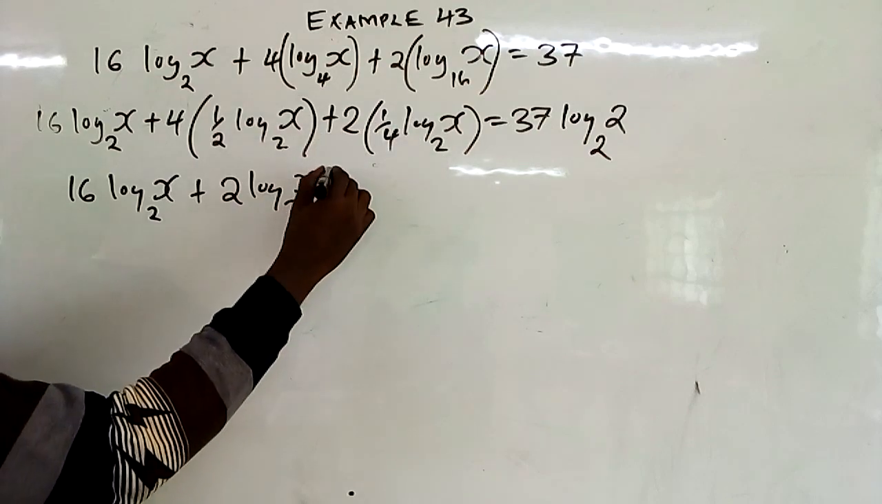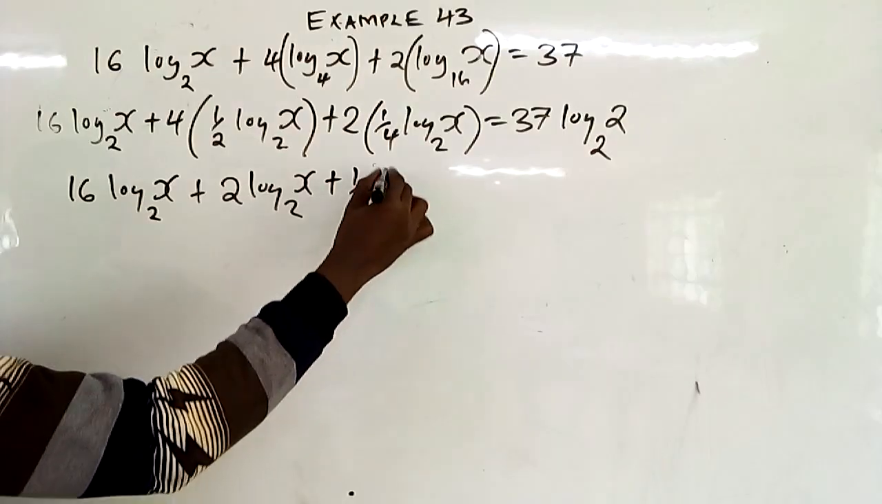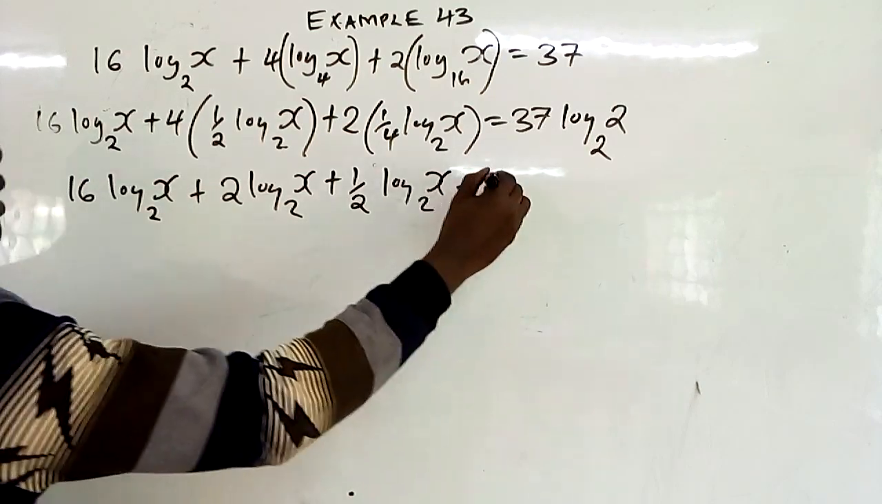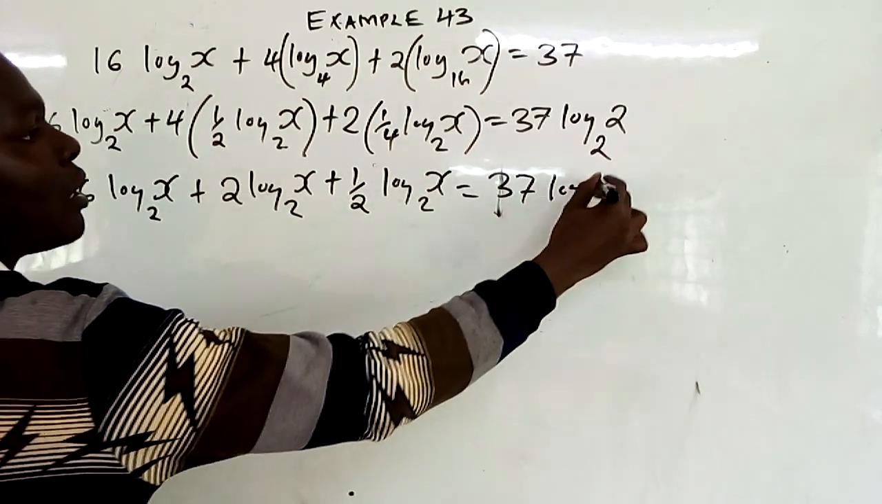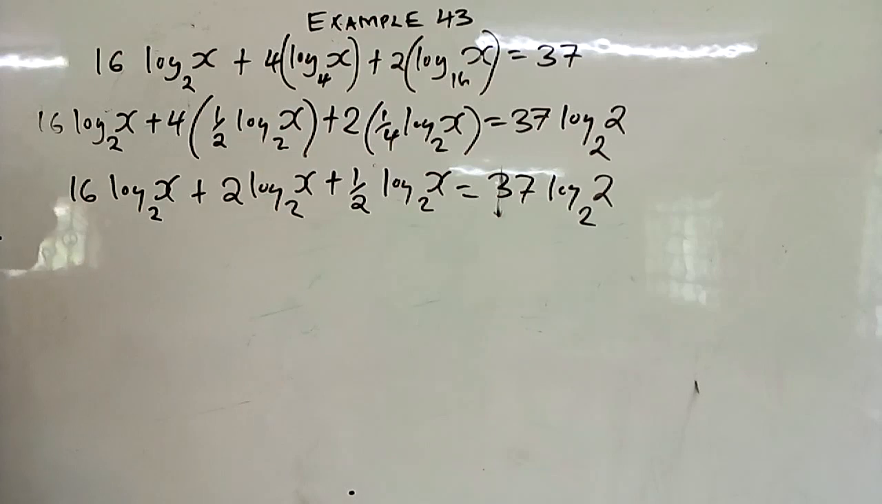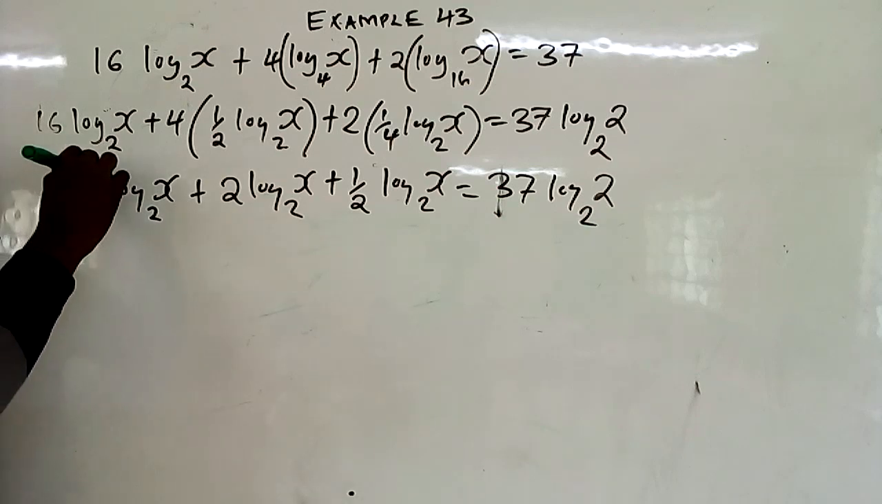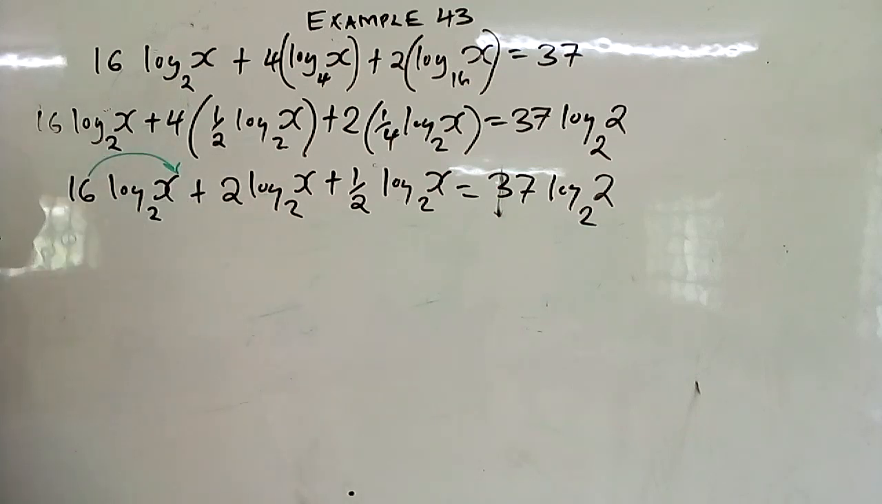2 times a quarter, you get a half, isn't it? Log x to base 2 is equal to 37 log 2 to base 2, isn't it? After that, what is the next step? The next step, you get rid of the coefficient, isn't it? Meaning this 16 is the power, isn't it?